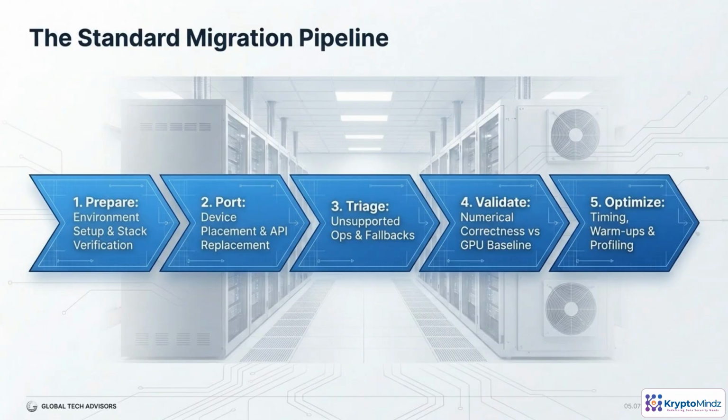When you move a model from NVIDIA GPUs to TPUs or Ascend NPUs, think of it as a pipeline, not a one-off hack. First, get the environment rock solid: drivers, runtimes, and frameworks correctly installed and visible. Next, port the model by wiring up device placement and replacing GPU-specific APIs with portable ones. Then triage. Find unsupported operations, add fallbacks, or slightly refactor layers. After that, validate. Compare metrics and a few key tensors against your GPU baseline. Finally, optimize with larger batches, mixed precision, and profiling.